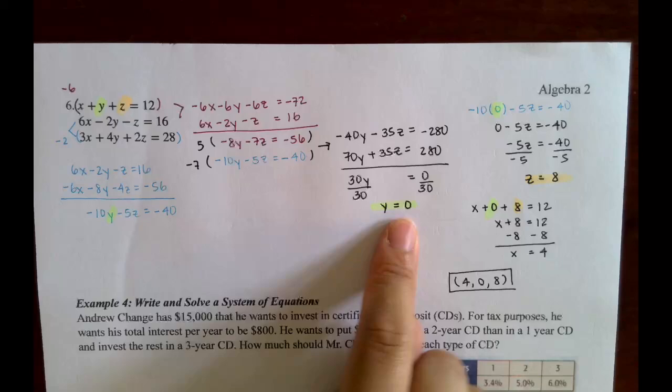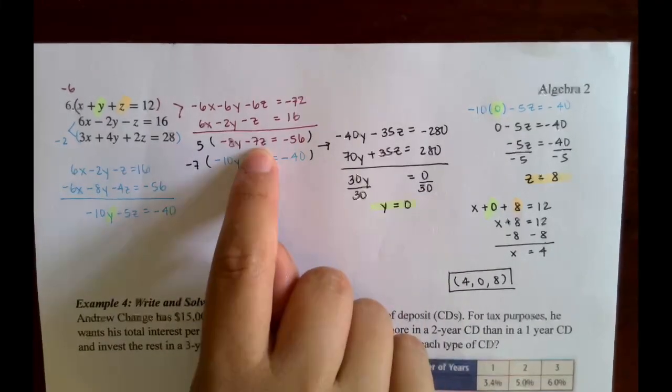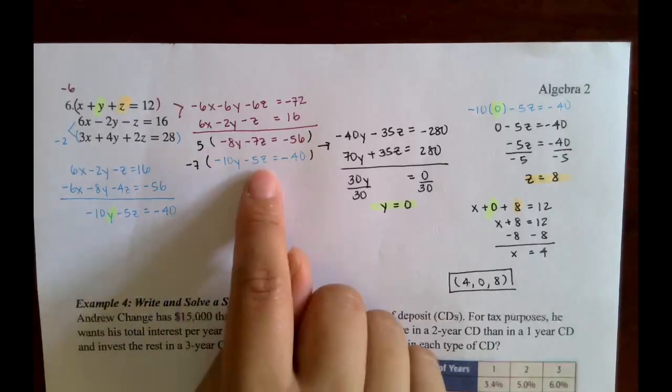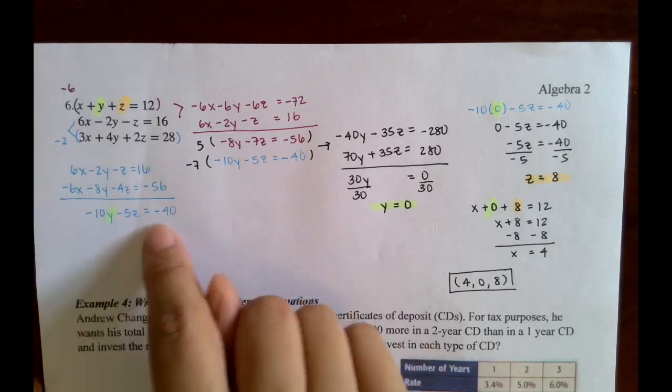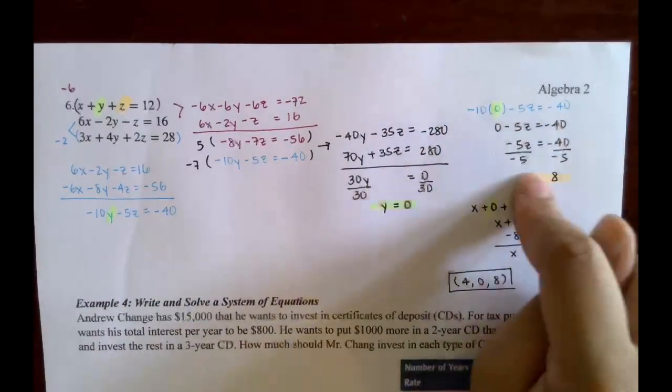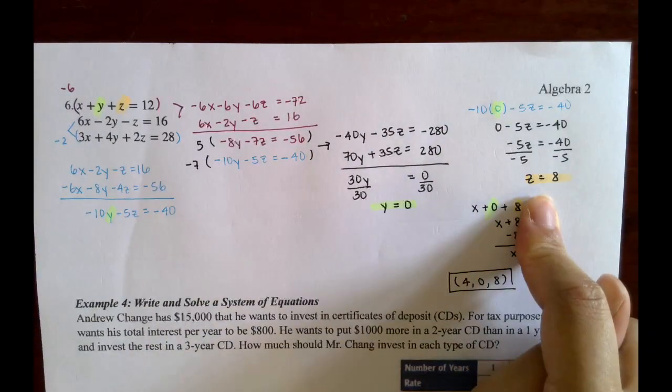Then I could choose to either plug it into the purple one here or the blue one. I chose the blue one. It really didn't matter. So I replaced the y in the blue one with 0 and solved it. I ended up with z equals 8.